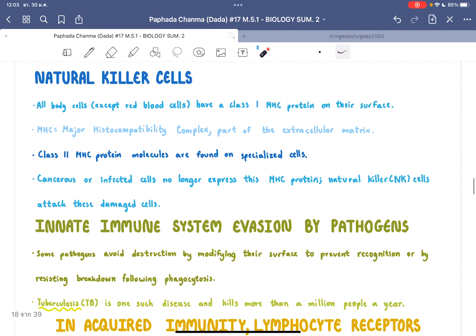Natural killer cells. All body cells except red blood cells have a class 1 MHC protein on the surface. MHC is the major histocompatibility complex. Class 2 MHC protein molecules are found on specialized cells. Cancerous or infected cells no longer express these MHC proteins. Natural killer, or NK, cells attack these damaged cells.